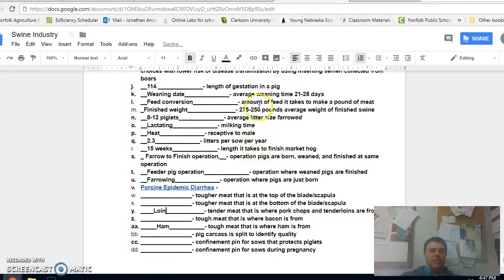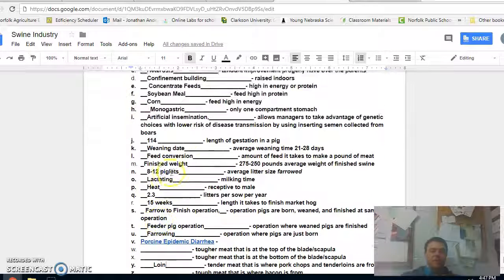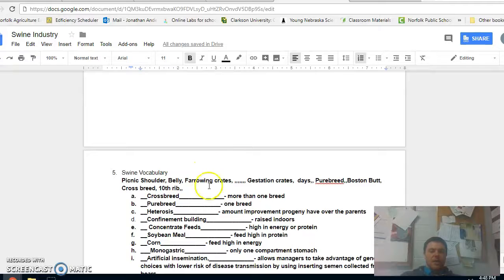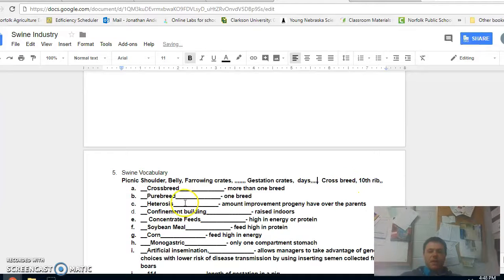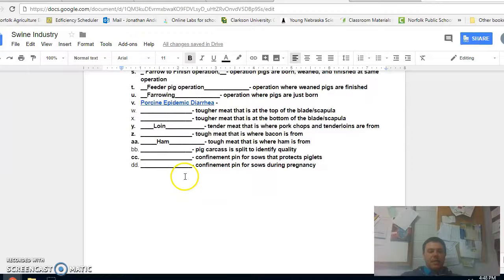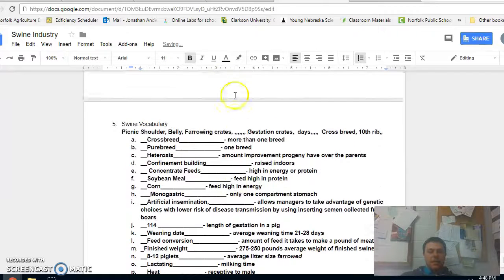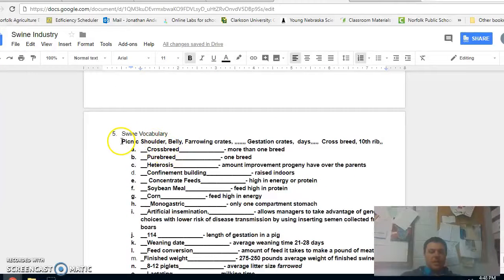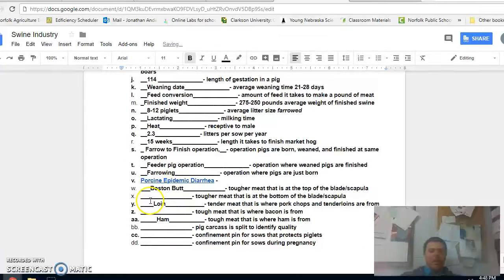After they've been finished, after that 275 to 250 pounds, they're going to have the hams cut up, then they're going to have their loins cut up. They're also going to have their Boston butt cut up, which is the top part of the scapula, and then you're going to have your picnic shoulder, which is the bottom part of the scapula or the shoulder.